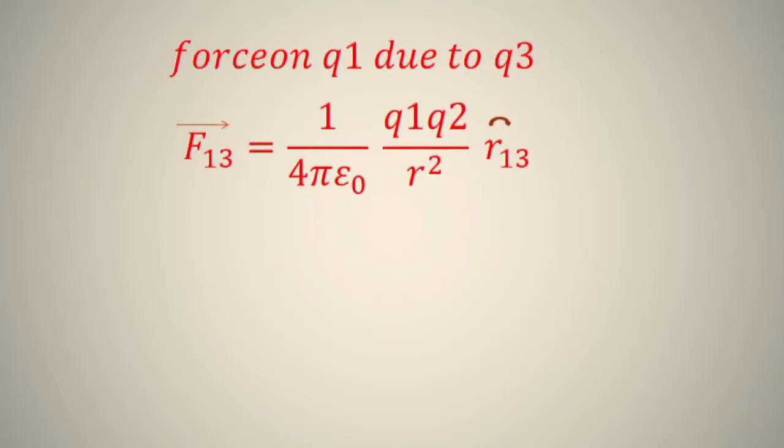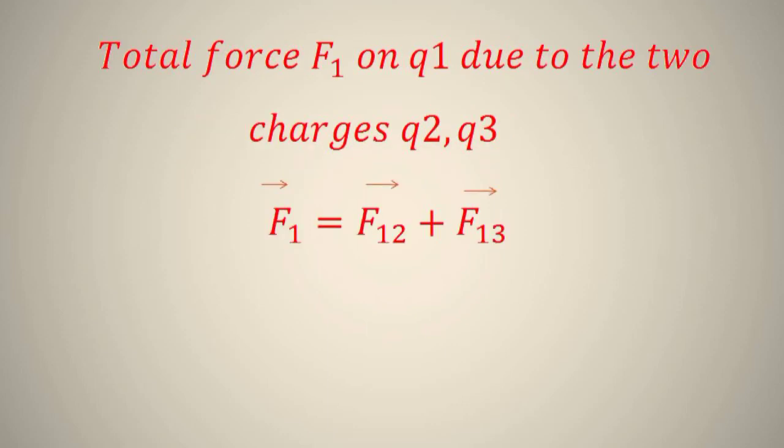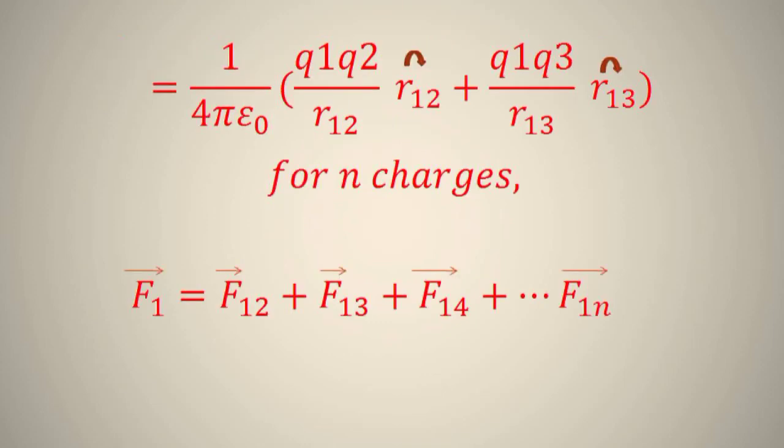In the same way, the force on Q1 due to Q3, F13, is equal to 1 by 4 pi epsilon 0 into Q1 Q3 divided by R square into R13 cap. So the total force F1 on Q1 due to the two charges Q2 and Q3 is F1 equal to F12 plus F13. That is equal to 1 by 4 pi epsilon 0 Q1 Q2 divided by R12 into R12 cap plus Q1 Q3 divided by R13 into R13 cap.